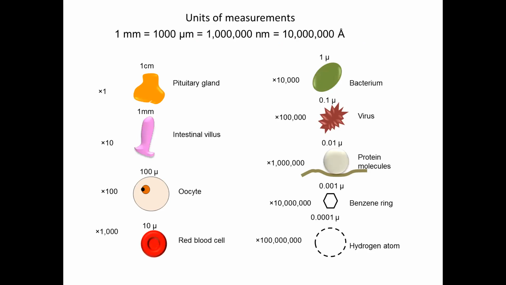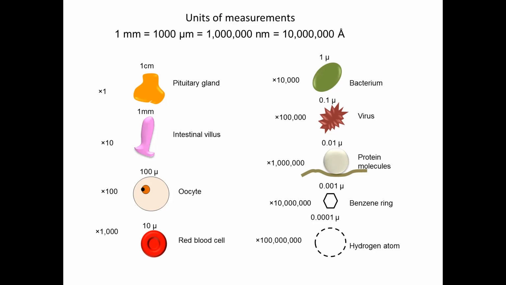Now this chart shows you the units of measurement. I want you to understand the different structures and their relative sizes. The smallest amount that you can measure with a ruler would be 1 millimeter. If you look at the pituitary gland, which is a gland at the base of your brain, it is about 1 centimeter in diameter. Then the intestinal villi would be about 1 millimeter in height.